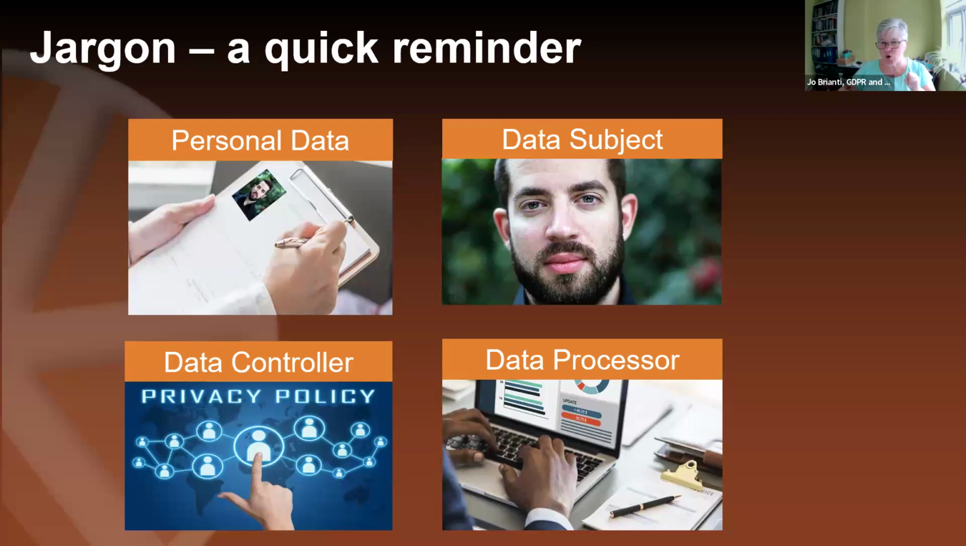And I wanted to do a quick jargon reminder as we go through here. So what is personal data? That's anything about a living individual that will identify them. And it could be a combination of things. So for example, my name, Jo Brianti, if that's out on the internet, there could be lots of other Jo Briantis in the world. But if you combine Jo Brianti with my email address, that makes it a unique identifier because I can be identified in that way.